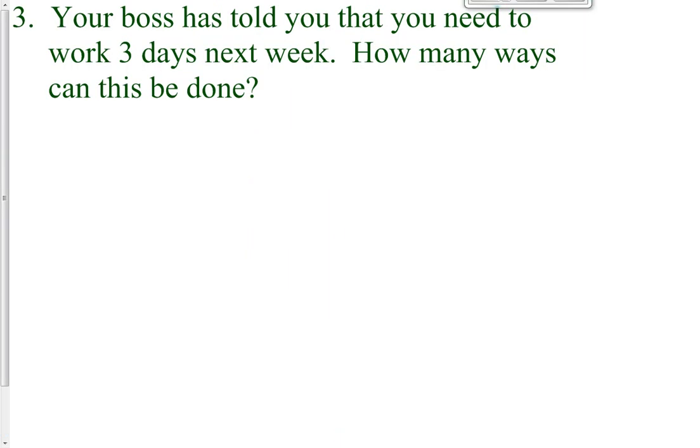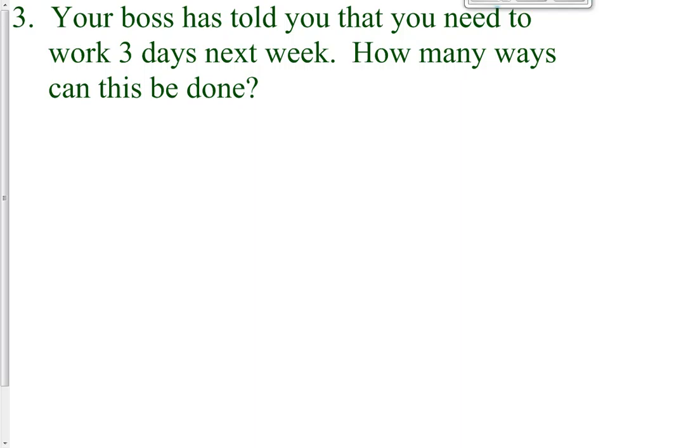Okay, let's see about a different kind of question here. Your boss has told you that you need to work 3 days next week. How many ways can this be done? Well, if your boss asks, what 3 days do you want to work next week? If you say Monday, Wednesday, Friday, or Wednesday, Friday, Monday, or Friday, Monday, Wednesday, any of those combinations, he's going to schedule you for Monday, Wednesday, Friday, because it's all in 1 week. So the order in which you say the days does not matter. So it's going to be a combination.